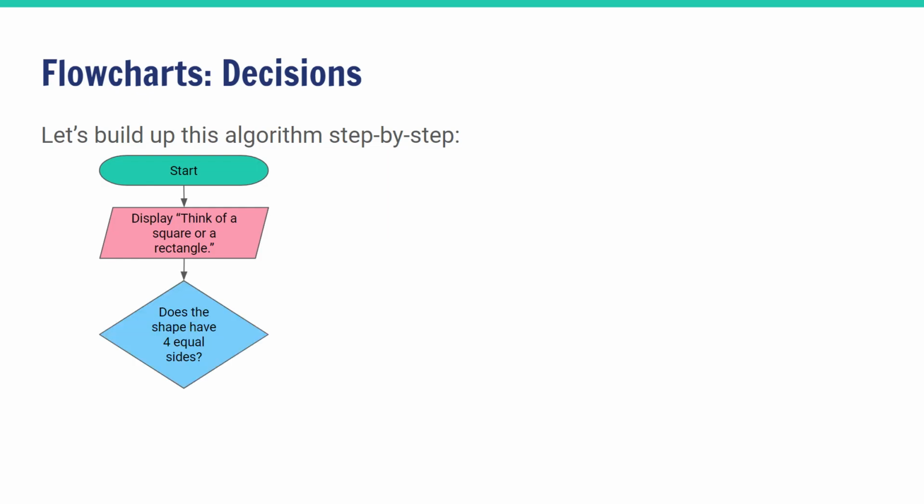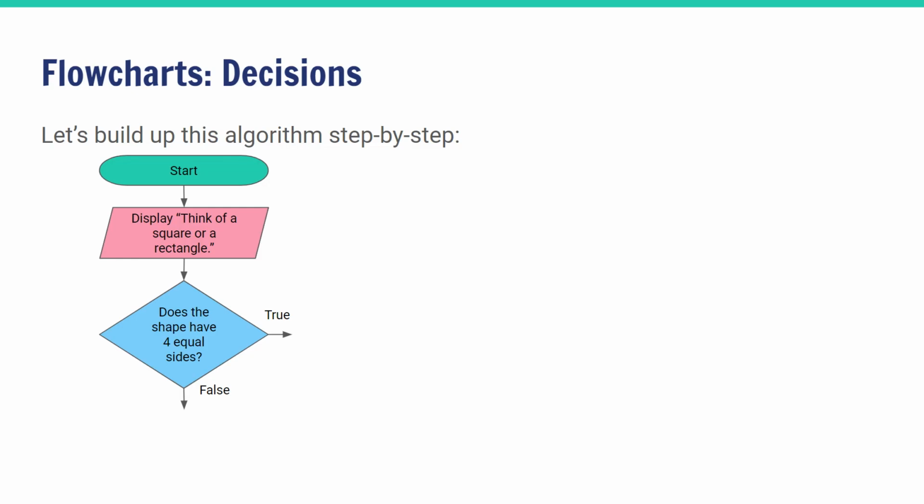The next step is going to be a diamond. So here we're going to make a decision. We're going to check this Boolean condition. Does the shape have 4 equal sides? So this shape that we're thinking of, that's either a square or rectangle, does it have 4 equal sides? We're going to draw 2 arrows out now, true or false, and we're going to go through each of those possible answers one at a time and see where the algorithm leads us.